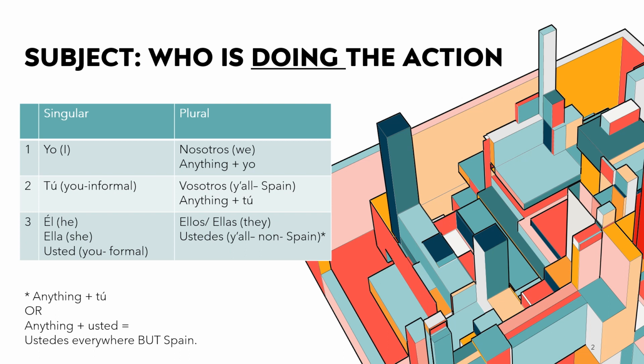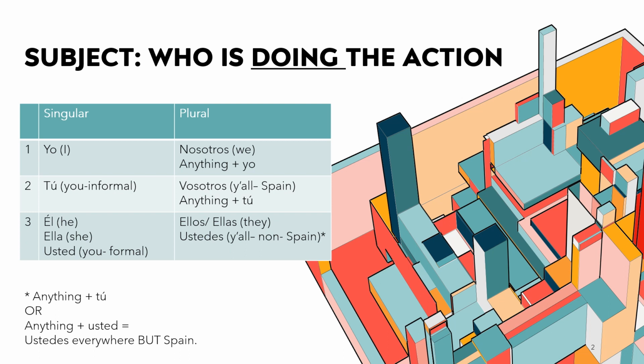Next down, second person plural, we have vosotros. Now this is y'all, and this is only used in España. Anything plus tú is going to be vosotros, again, only in Spain. When we look at this next one, third person plural, we see ellos and ellas, meaning they, or like I said, anything plural will be in this section. So if it's the dog that is singular, it's third person singular. If it's the dogs plural, that's going to be third person plural here. Ustedes is y'all when it's not Spain, anywhere but Spain.